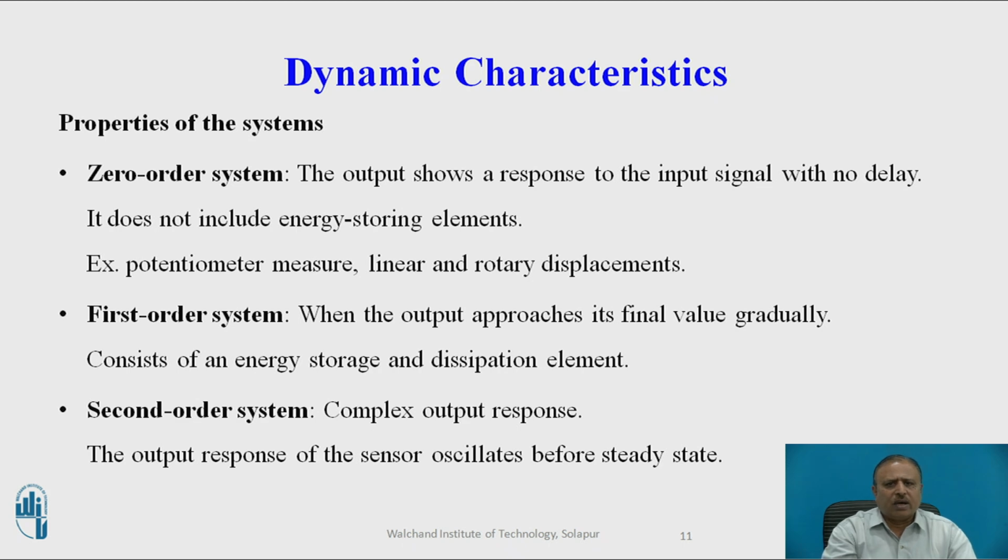Now we are going to see the dynamic characteristics. These are the properties of the system. Zero order system: the output shows a response to the input signal with no delay. It does not include energy storing elements. For example, a potentiometer measures linear and rotary displacements. The next is first order system, where the output approaches its final value gradually, consisting of an energy storage and dissipation element. Second order system: complex output response, where the output response of the sensor oscillates before steady state.